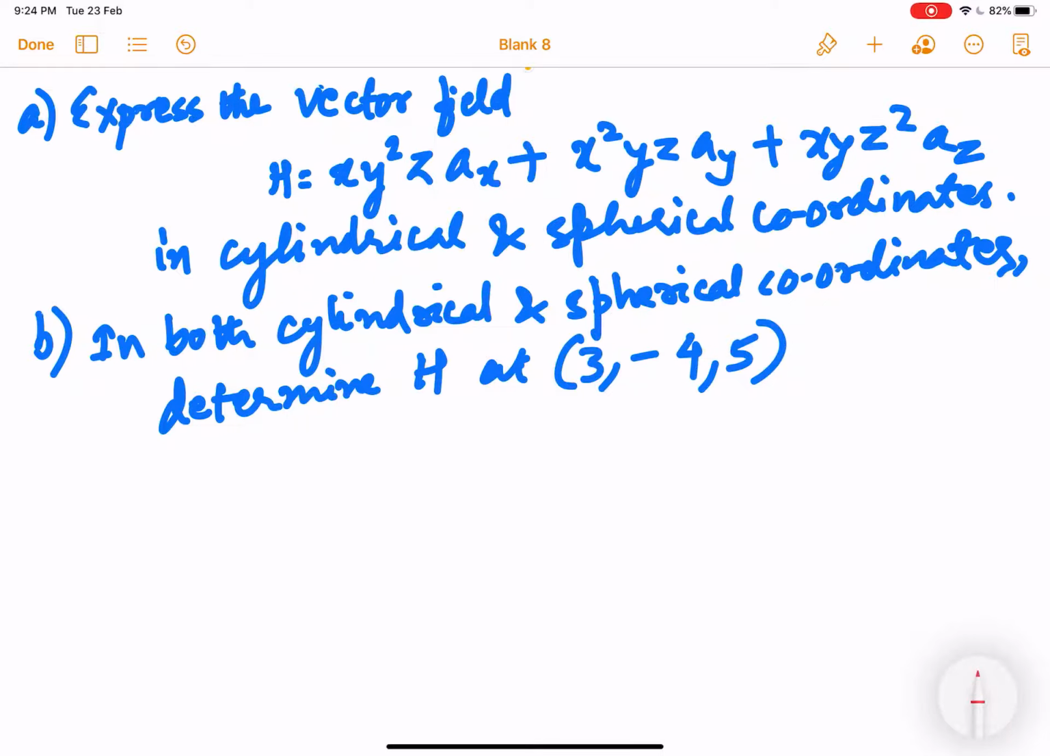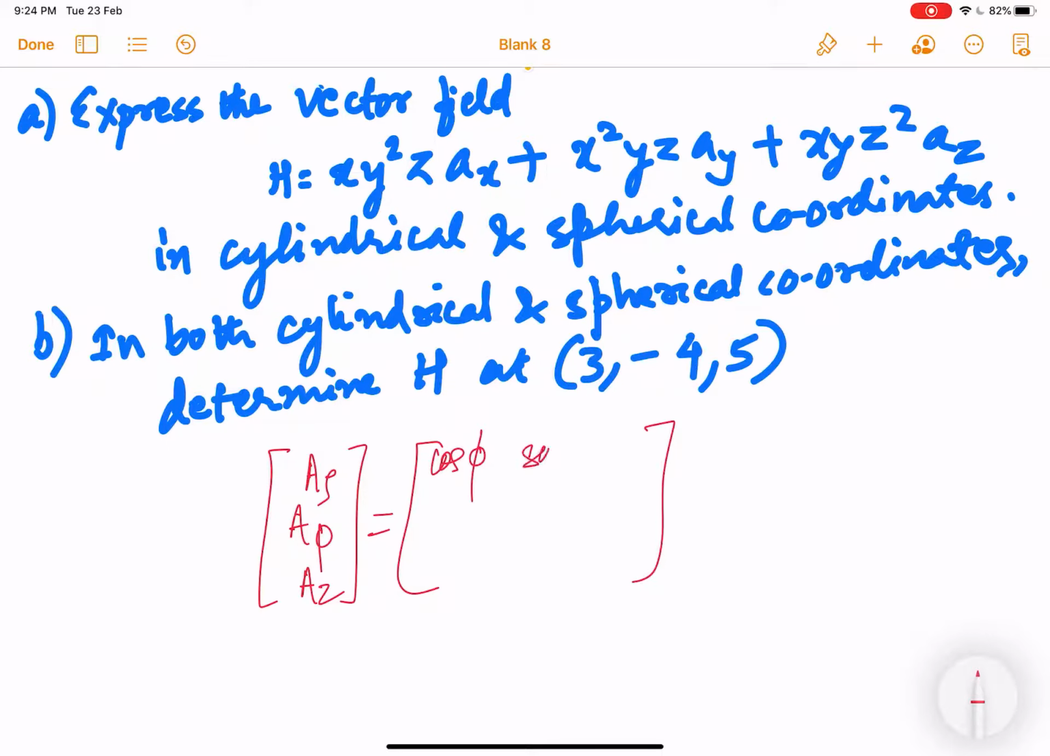Okay, hello everyone. Let's solve this question. Express the vector field H equal to xy²z ax plus x²yz ay plus xyz² az in cylindrical and spherical coordinates. Again, we have to convert it into cylindrical and spherical coordinates. Okay, starting with cylindrical coordinates. Let's go for it.